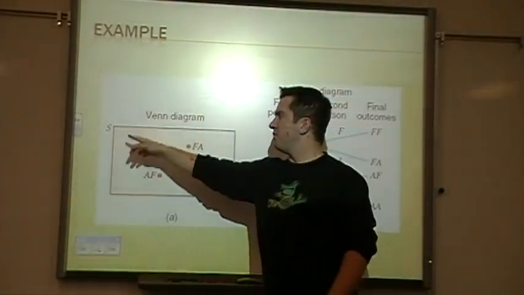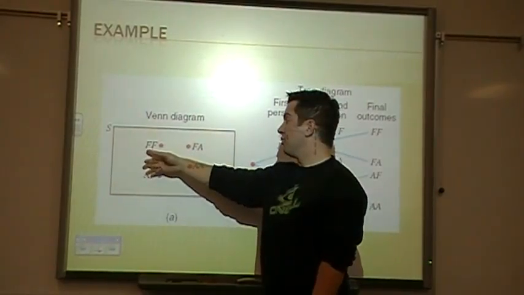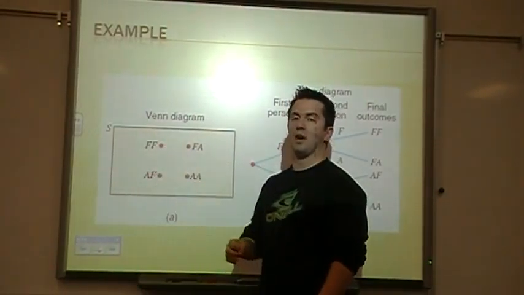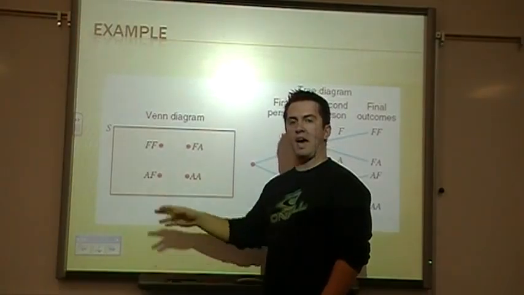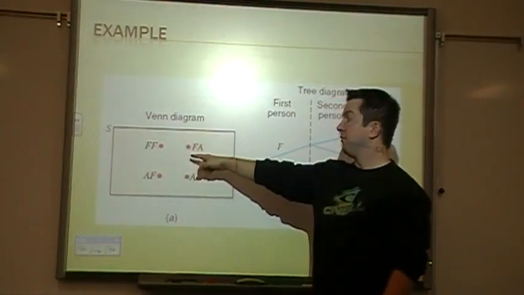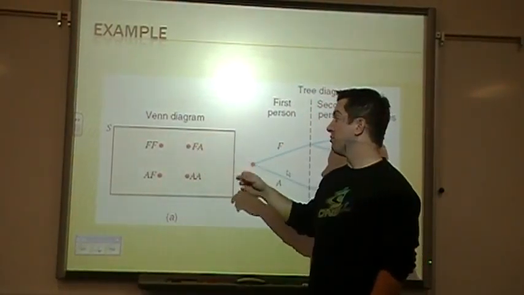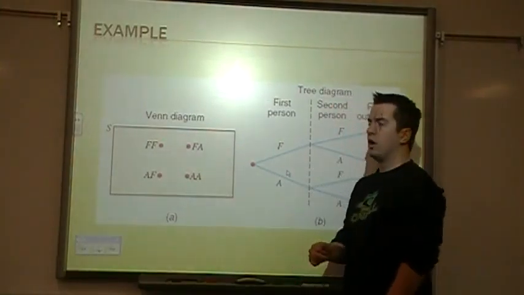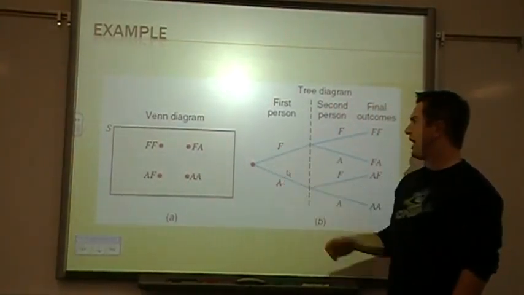This is your sample space here. Your possible outcomes are first person failed, second person failed. First person passed, second person failed. First person failed, second person passed, and then both people passed. The tree diagram is really similar to that.